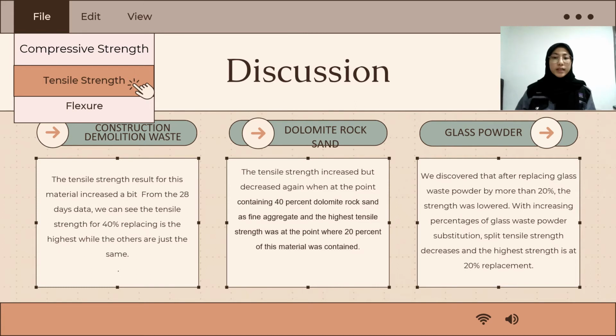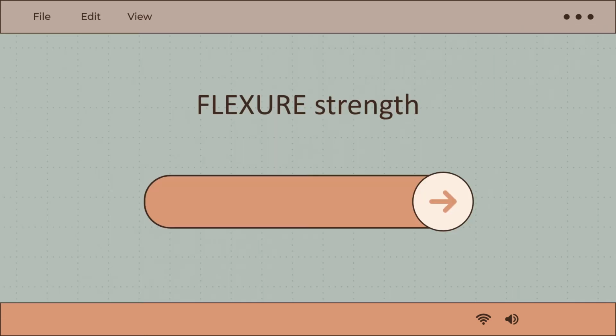from this article that after replacing with glass powder by more than 20%, the strength was lowered. With increasing percentage of glass powder substitution, split tensile strength decreases, and the highest strength is at 20% replacement.